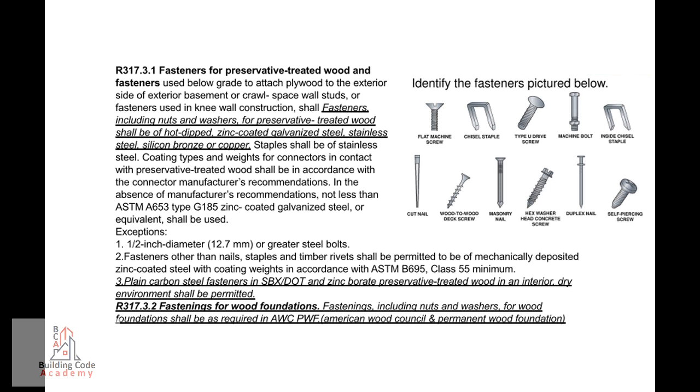In the absence of manufacturer's recommendations, not less than ASTM A653 type G185 zinc-coated galvanized steel or equivalent shall be used. Exceptions. 1. Half-inch diameter (12.7 millimeter) or greater steel bolts. 2. Fasteners other than nails, staples, and timber rivets shall be permitted to be of mechanically deposited zinc-coated steel with coating weights in accordance with ASTM B695 Class 55 minimum. 3. Plain carbon steel fasteners in SBX/DOT and zinc borate preservative-treated wood in an interior dry environment shall be permitted.